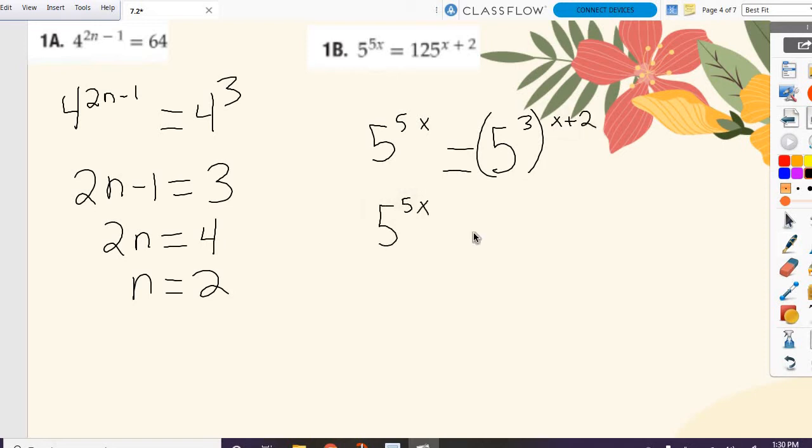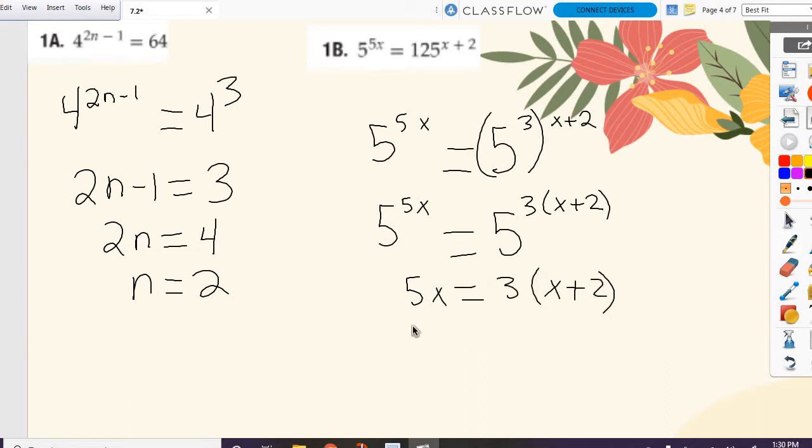Again, be careful because when we raise that power to another power, we need to multiply it, but we have to multiply it to the whole thing. We can't just put the 3 in front of the x and forget about the 2, because we have to distribute that 3 whenever we start solving. So because my 5's are the same, we can go ahead and write our exponents equal to each other. And then we'll just solve from there. And we get that x equals 3.